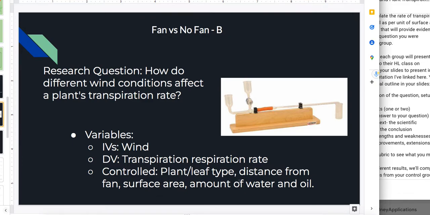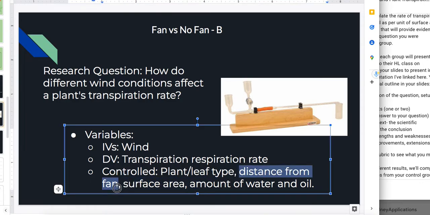But this is interesting. So for this group, the distance from the fan actually was not controlled because that was their independent variable, right? One group was, but I guess they're trying to say that for the ones in the fan group, the distance was the same. But yeah, again, it's interesting, like amount of water and oil probably wasn't controlled. Again, surface area probably wasn't controlled, but you could mention trying to control it. But this one, actually, this group pointed out that their surface area wasn't the same between different plants.